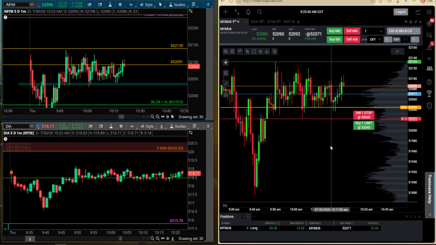This is very interesting. We rejected the 52,000 and aggressively came back to sweep the low, sweep the equal low on 1 minute, and now we are going back above. So we have a lot of volume within this 1 minute time frame. Let's see what happens.